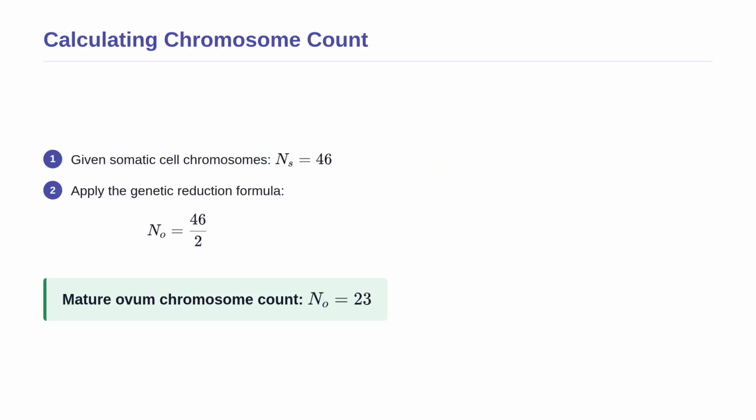Now that we have our genetic reduction formula, let us see this with a concrete example. Imagine a reproductive endocrinologist is studying a healthy human female's ovarian tissue. We are given that a normal human somatic cell contains 46 chromosomes, and we are asked to find the number of chromosomes in the final mature ovum. We choose our reduction formula because meiosis cuts the genetic payload in half. We substitute 46 for n_S and divide by 2. The math gives us a final answer of 23 chromosomes. Physically, this means the egg is perfectly prepared to meet a sperm cell, which also contains 23 chromosomes, to create a healthy embryo.